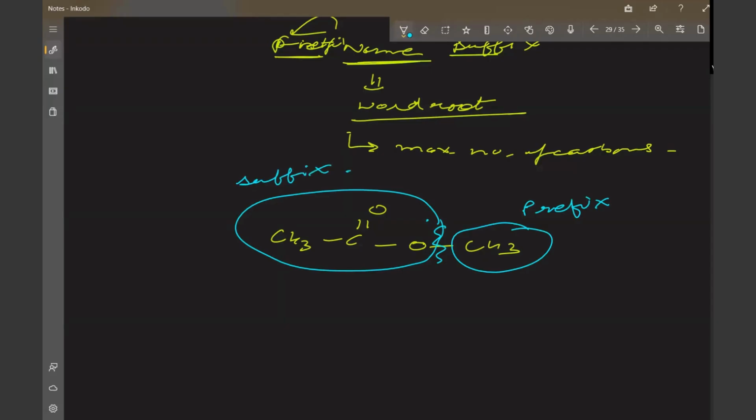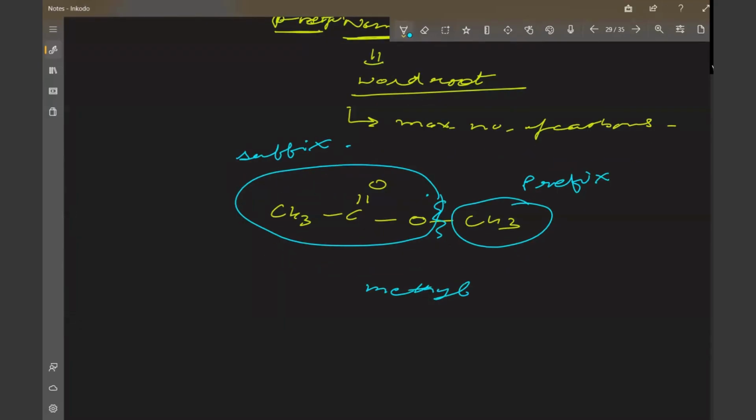So now note this thing. The prefix would be methyl, and the other part would be ethanoate. So what is simple? Break the compound from the single bond oxygen such that both oxygens remain together. The one that contains oxygen would be suffix and the one without oxygen would be prefix. Yes, ma'am, I noted it.